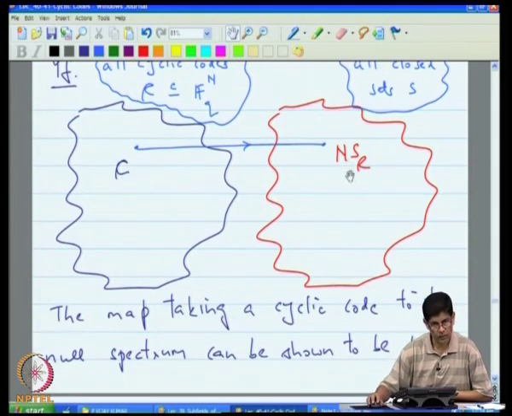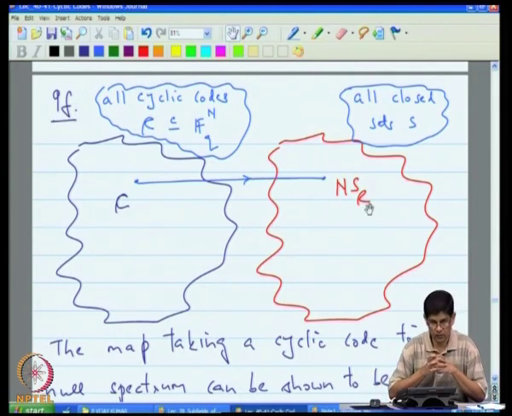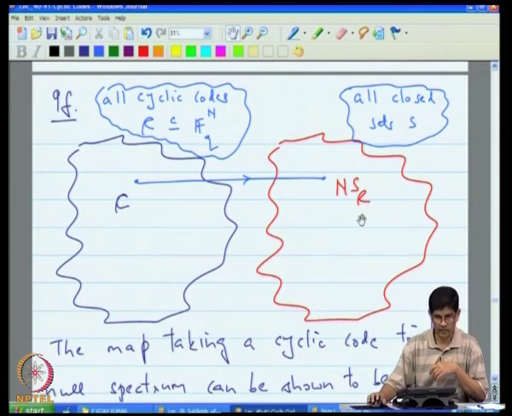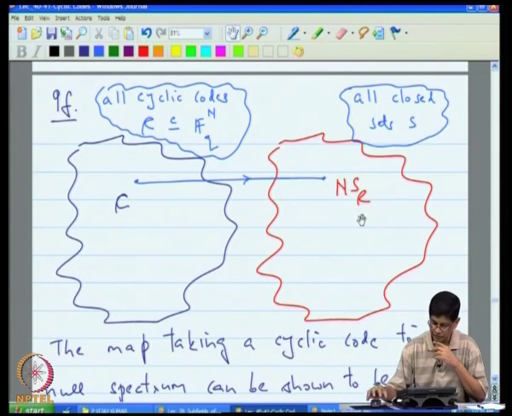So, these are the two sets on both sides, and then to show the one-to-one correspondence, you just pass from a code to a closed set by looking at its null spectrum. Given a code, you identify the null spectrum. We know from one of our earlier lemmas that it is a closed set, and so this mapping makes sense, and it is one-to-one and onto because of the properties that we proved in lemmas 1 to 3.